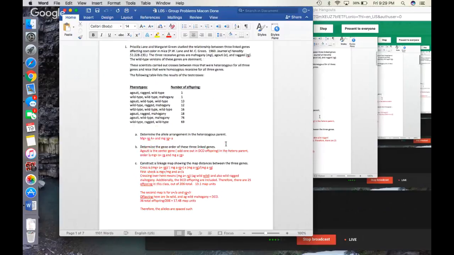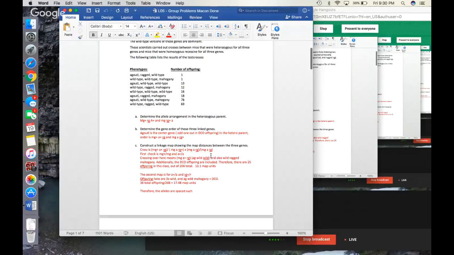So number 1, we're determining the allele arrangement in the heterozygous parent. We have Mg plus, Rg, and A plus because they're the parental genotypes with the most offspring, and then Mg, R plus, and A. And then for B, we have the gene order. The agouti gene is going to be the center gene because that's the one that's going to have the double crossover. That makes the gene order Mg, A, Rg, because A needs to be in the middle.